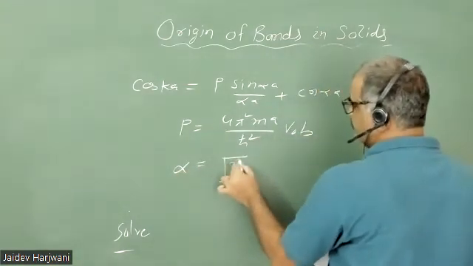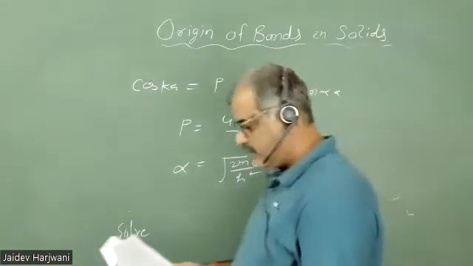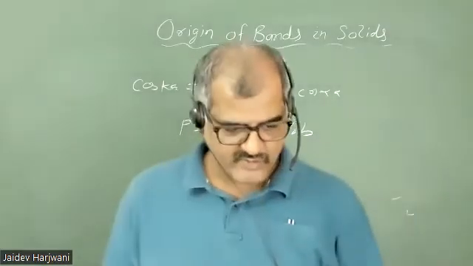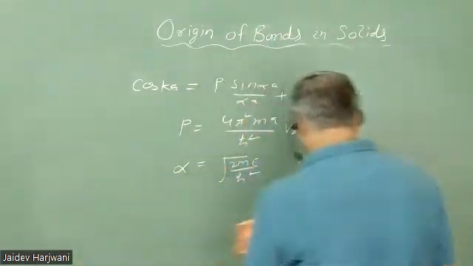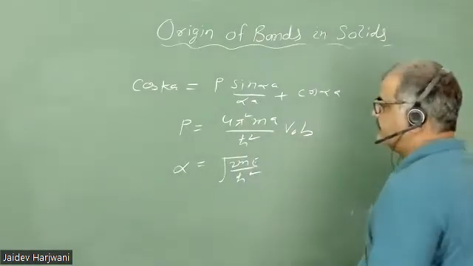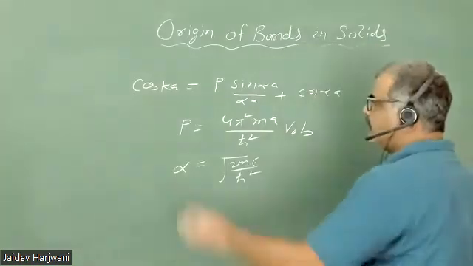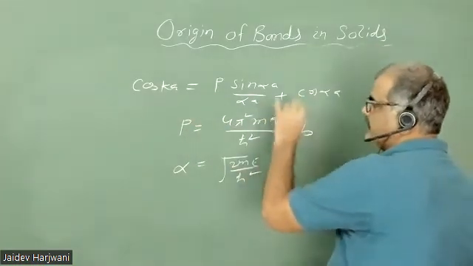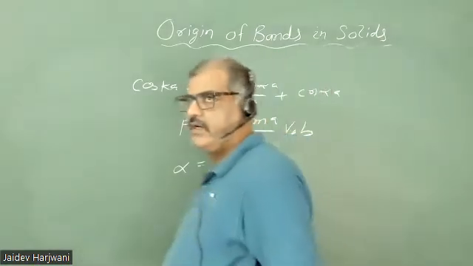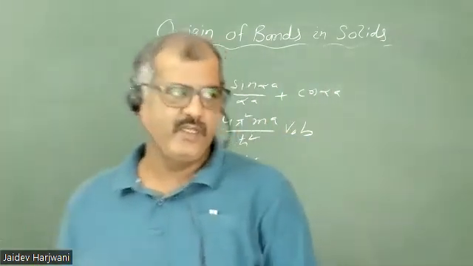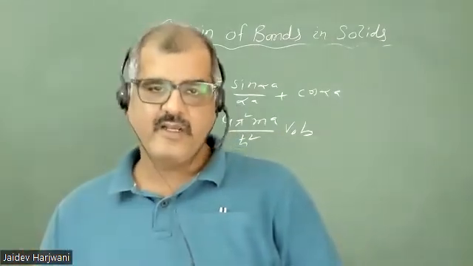Alpha is under root 2mE upon h cut square. So you get this kind of equation. Now we have to understand what this equation tells. Because this equation cannot be solved analytically, we are going to solve it graphically.